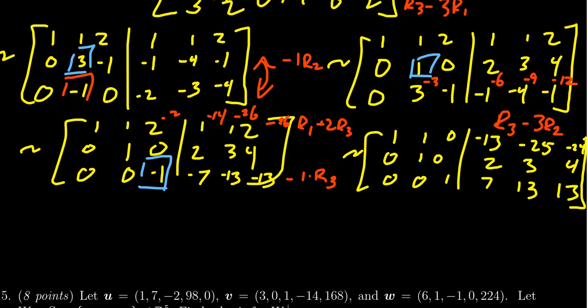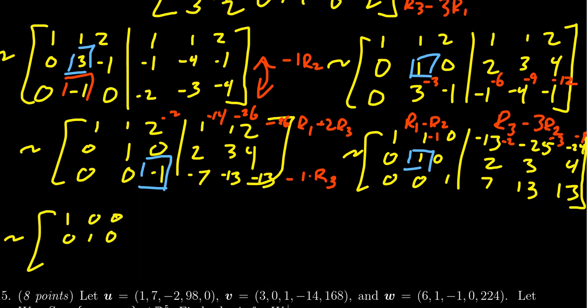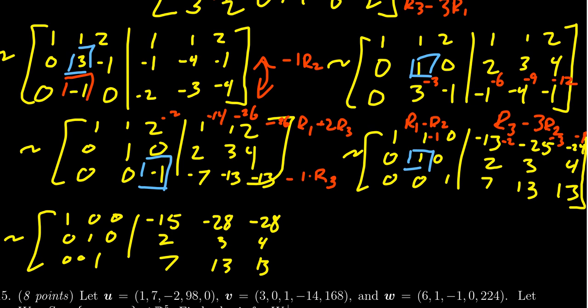And so the last thing to do, looking at the pivot position again in the 2,2 spot, we've got to get rid of the 1 above it. So we're going to take row 1 and subtract from it row 2. So we get a minus 1 right there. We're going to get a minus 2, a minus 3, and a minus 4. So in the end, this would reduce to 1 0 0, 0 1 0, 0 0 1. That's the identity. That's what we want right there. Then you're going to get negative 15, negative 28, negative 28 for the first row, 2, 3, 4 for the second row, and then 7, 13, 13 for the last row.